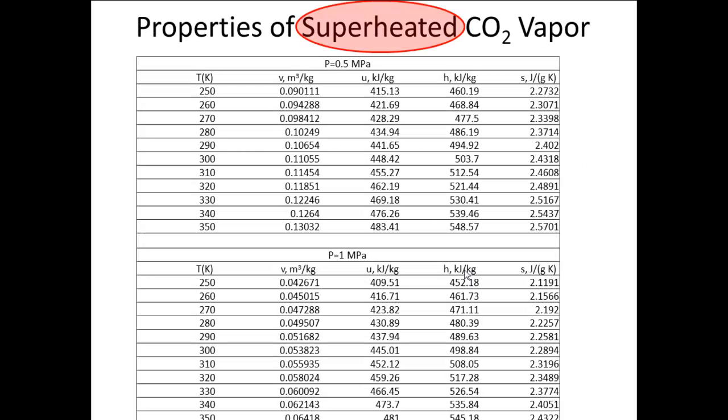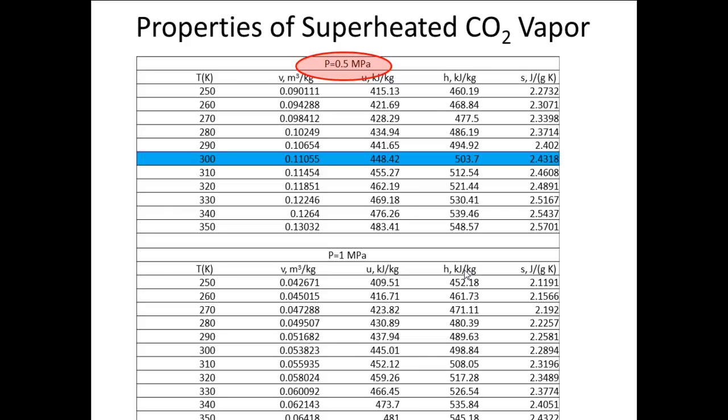Here's the superheated vapor table, which consists of several small tables, each labeled with a different pressure. We need to find the small table corresponding to 500 kilopascals, which is the same as 0.5 megapascals. Then we find the line corresponding to 300 Kelvin in the 500 kilopascals table. Then we can read the values of specific volume and of specific entropy from the table.